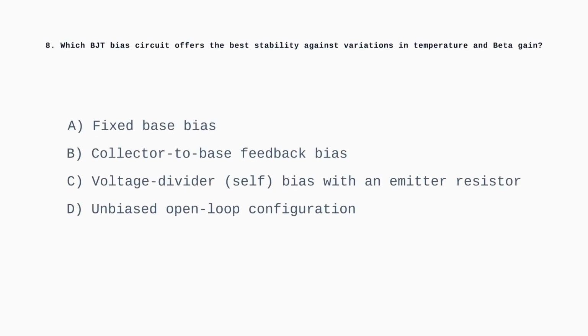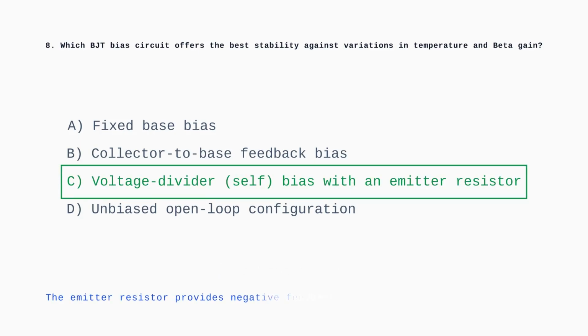Question 8. Which BJT bias circuit offers the best stability against variations in temperature and beta gain? Voltage divider bias utilizing an emitter resistor uses negative feedback to counteract current changes caused by temperature or beta variations.